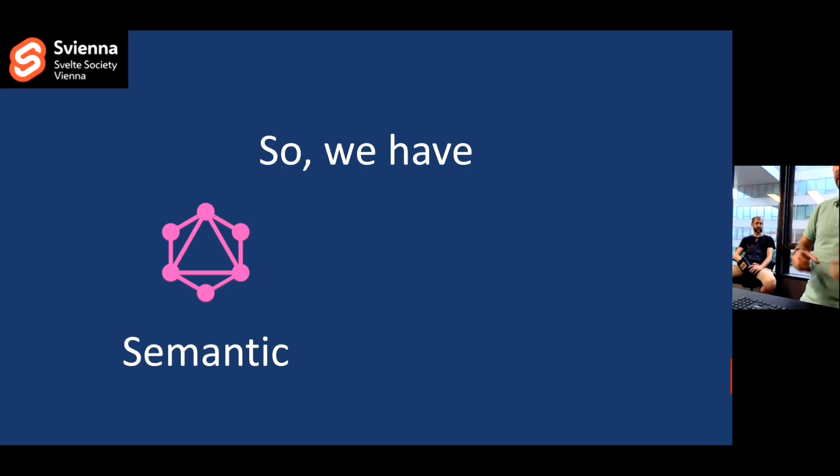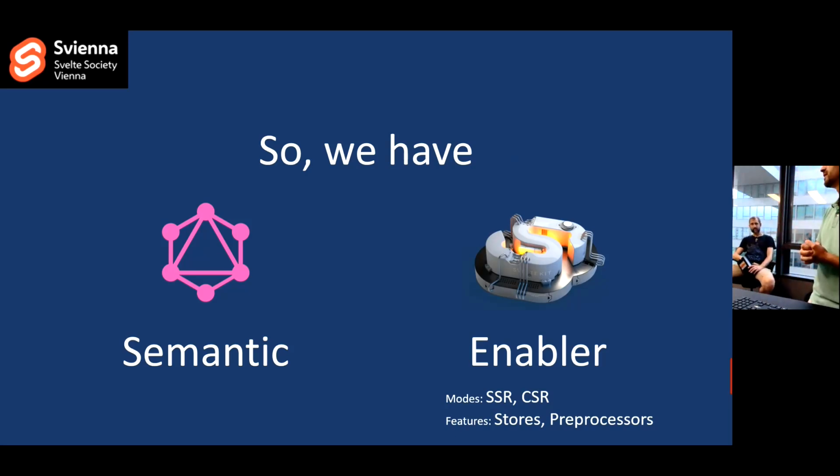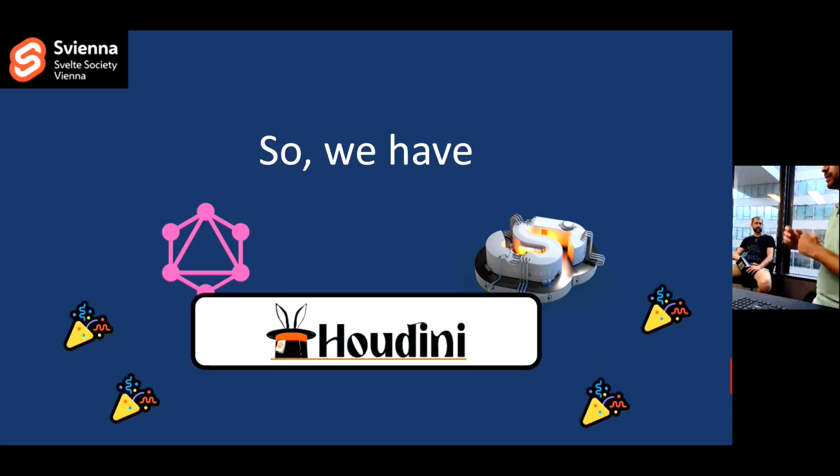So we have, let's go back, GraphQL for semantic. And then we have the enabler, I would say, SvelteKit, enabling these different modes, SSR and CSR, and very powerful features like stores and preprocessor. And today I'm happy to announce a new release of Houdini. Houdini is a library dedicated to the client, to close the gap between these two things, getting data from GraphQL and SvelteKit.